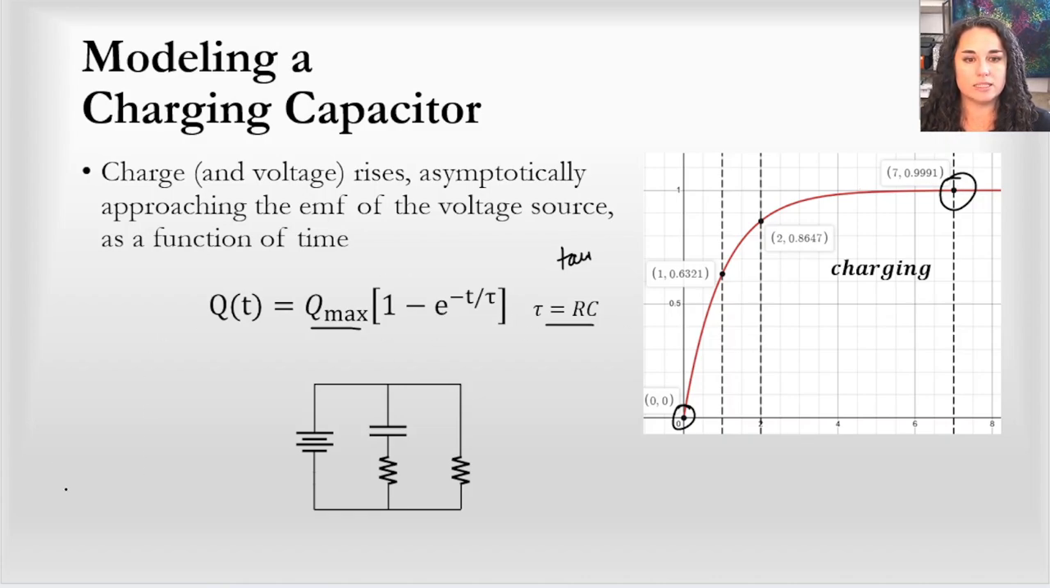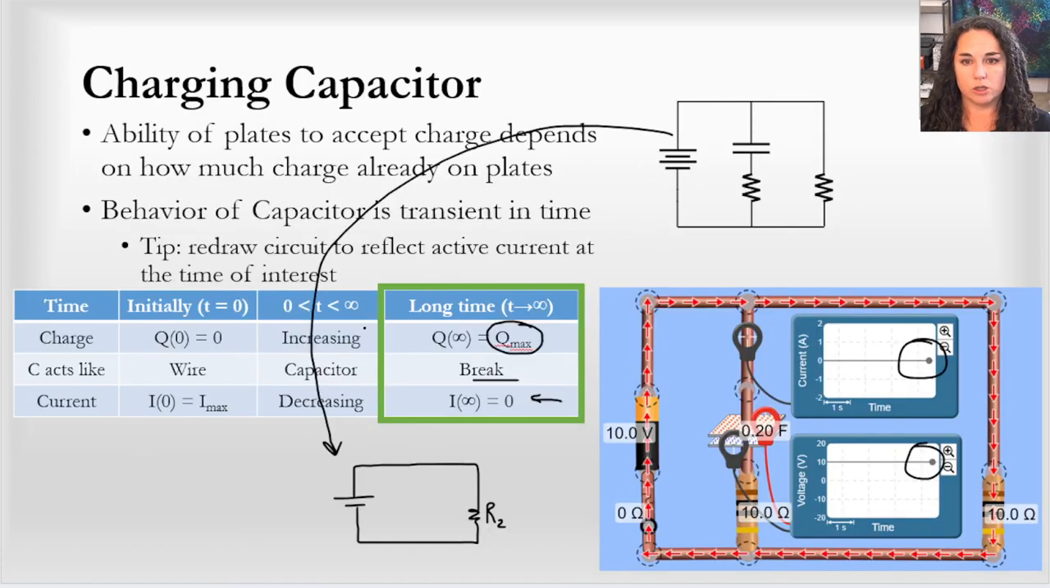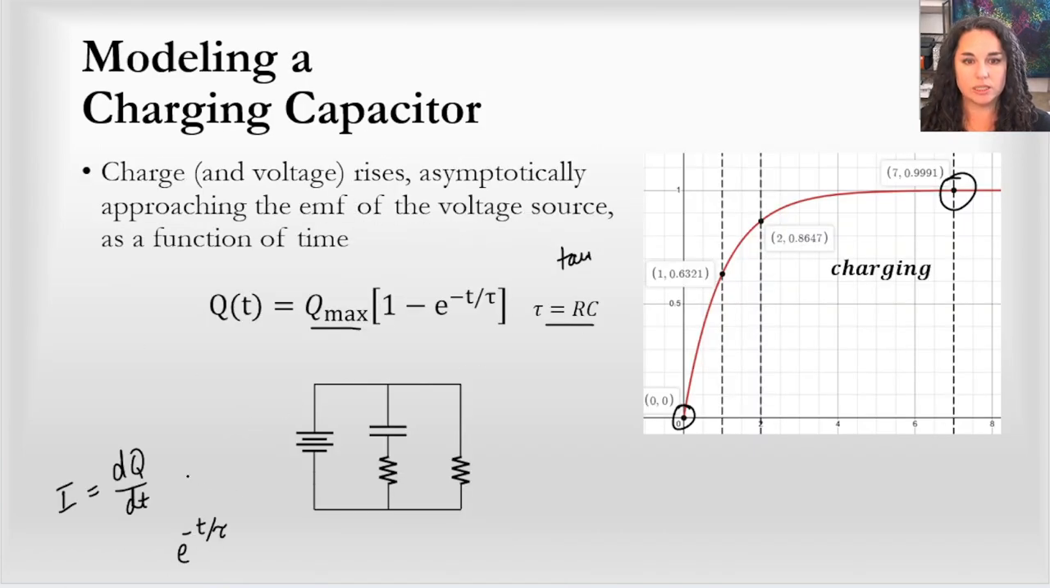I'm also going to note on this slide that if I wanted to find current, remember that current is the derivative of charge with respect to time. So you just take the derivative of that. And it makes sense when I take the derivative of this, I'm going to get an e to the negative t over tau. And the current goes to 0 over time, right? When we look at this, the current after a long time is going to be 0. So even though the charge is increasing exponentially, the current is going to decrease over time exponentially. Okay. So that's charging a capacitor.